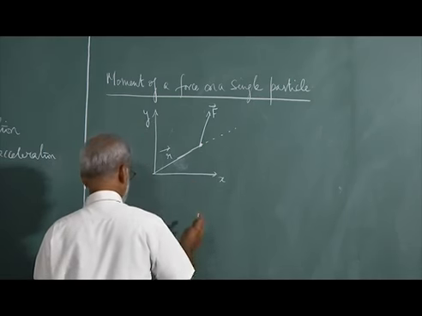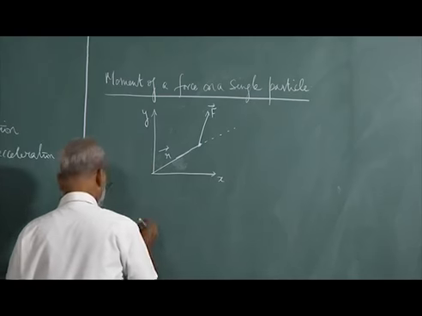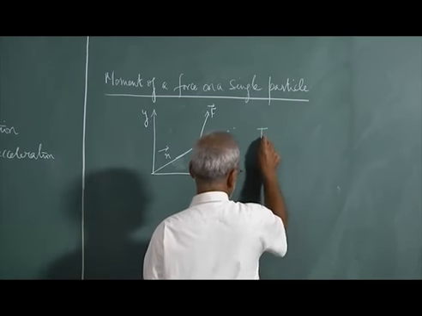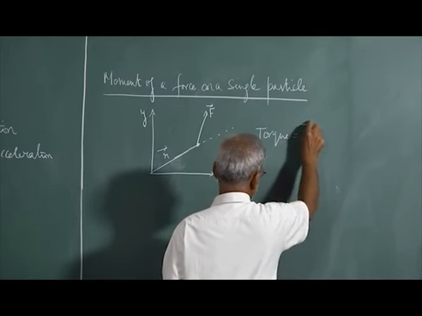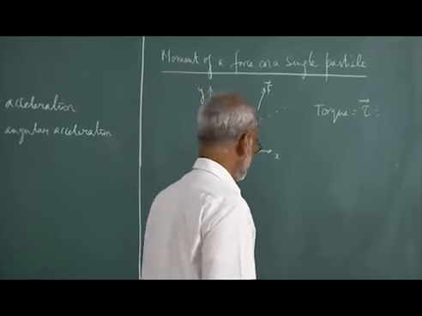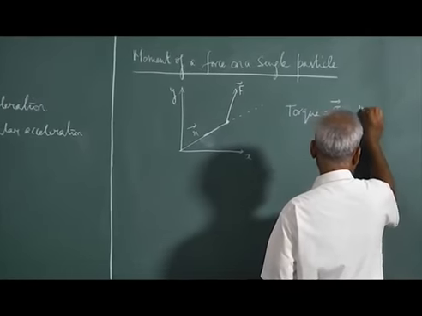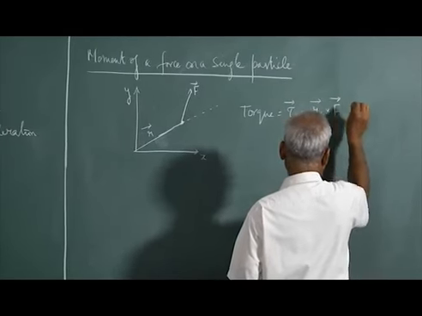Now the torque, it is denoted by tau. Torque tau is defined as the cross product of the position vector and the force acting on it.